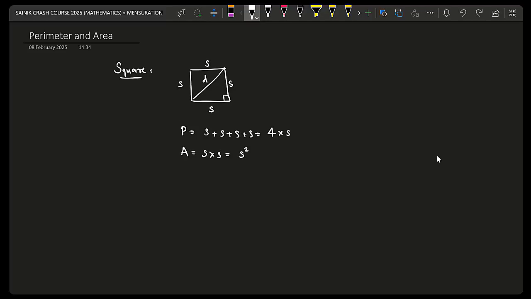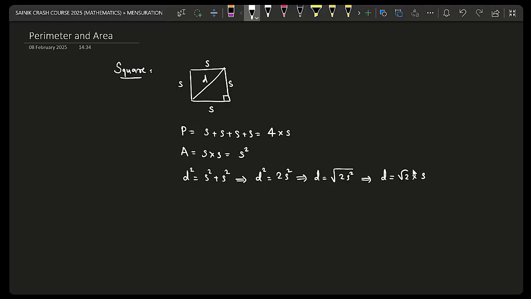Because it is a right angle triangle, can I use the Pythagoras theorem? By using the Pythagoras theorem, what is the equation that I can write using D? D square equals S square plus S square. Now I want D in terms of S. So D square is equal to 2 S square. Taking the square root, we finally get D is equal to root 2 times S, right?